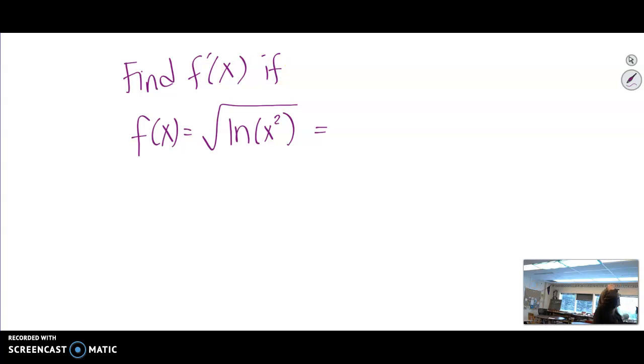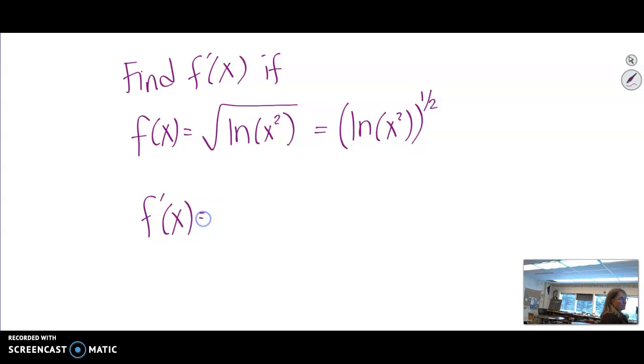So find f prime of x if f of x equals the square root of ln of the quantity x squared. First thing you want to do is rewrite your radical to the 1/2 power. So we're going to need to use the chain rule, drop that 1/2 down, use the power rule for the first part of the chain rule. So bring the 1/2 in the front, and then leave that inside alone. So ln of x squared is going to stay ln of x squared. And then subtract 1 from your exponent, so to the negative 1/2 power.